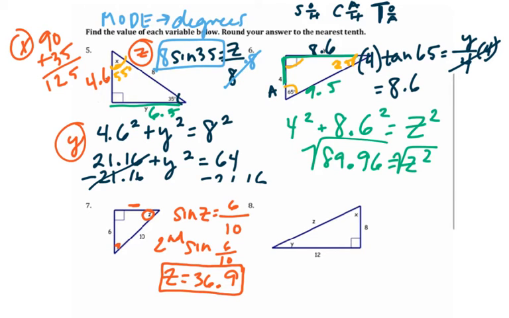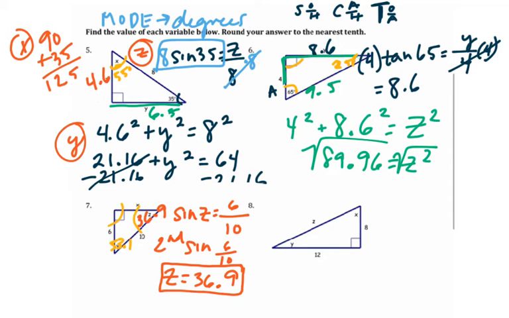So z is the number 36.9. Okay, so now that I have that angle, I have lots of options. To find y, I can do 36.9 plus 90, and then subtract that from 180, and that gives me the angle 53.1. To get angles, we subtract them from 180.